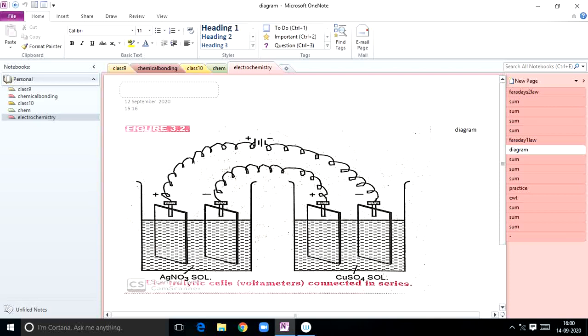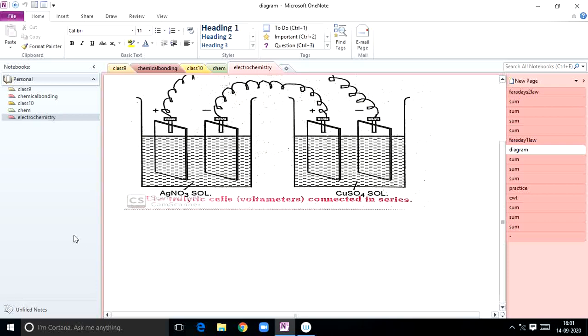Let us consider maybe two cells or three cells, you may connect any one of them. Suppose in this example I am connecting two cells. Let us consider two cells containing silver nitrate solution and copper sulfate solution connected in series. If the same quantity of electricity is passed through these cells, the weight of silver metal and copper metal deposited at the respective electrodes are in the ratio of their equivalent weights.